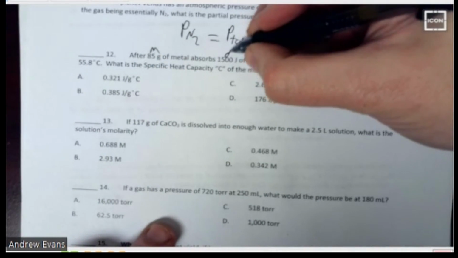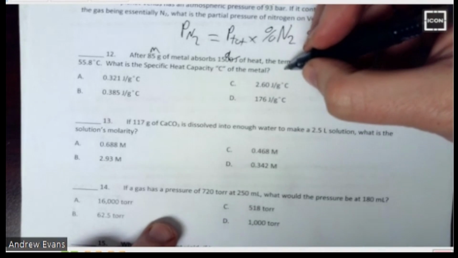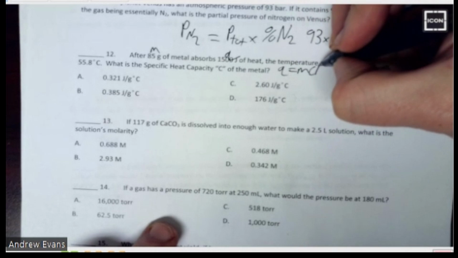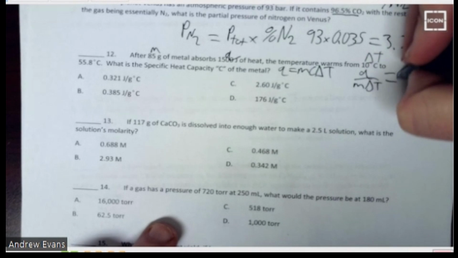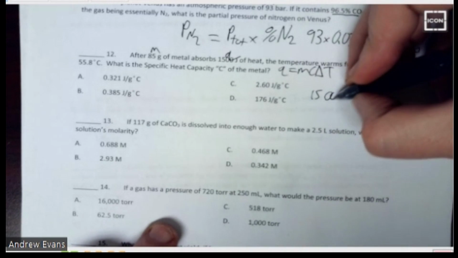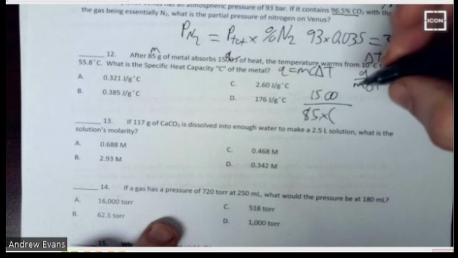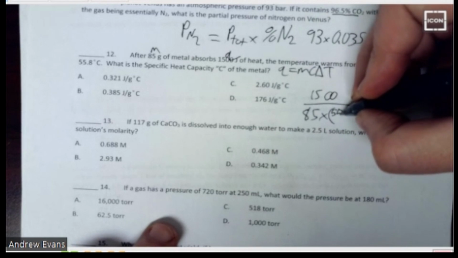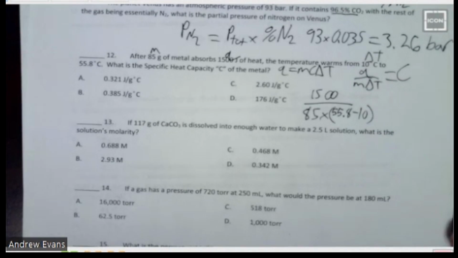Okay, after 85 grams of a metal absorbs 1,500 joules of heat, it warms from 10 degrees to 55.8 degrees. What is the heat capacity of the metal? So rearranging Q equals MC delta T, we have Q divided by M delta T equals C. So 1,500 divided by 85, and the difference between 55.8 and 10 is 45.8. We get 0.3853, which rounds to 0.385.